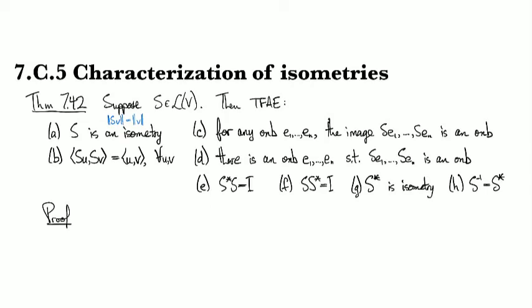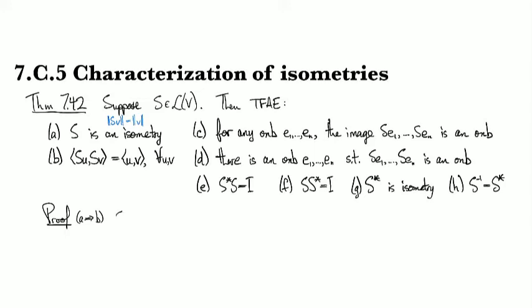Okay, and so I'm going to do the proof structure a little bit differently from the book, which does it full round robin style. It starts off the same way though. So for the proof that A implies B, this follows by polarization.